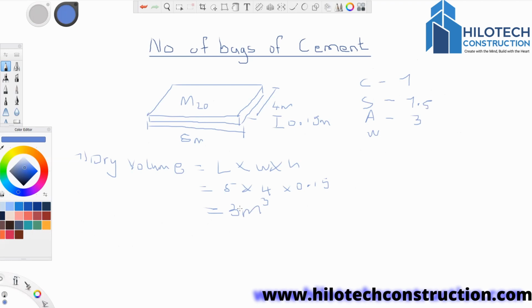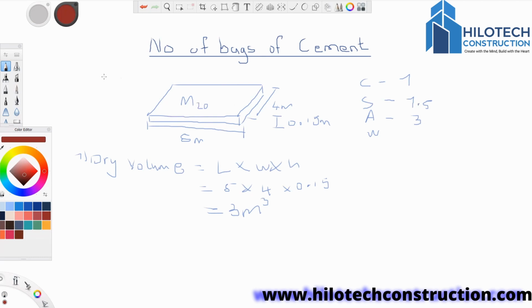So let's calculate the wet volume. The first thing you have to understand is what the wet volume actually is. The wet volume is when you have mixed all these different elements in the proportion needed to give you whatever strength of concrete you are looking at. In this case, we are looking at M20, and so these are the proportions which you have to mix in.